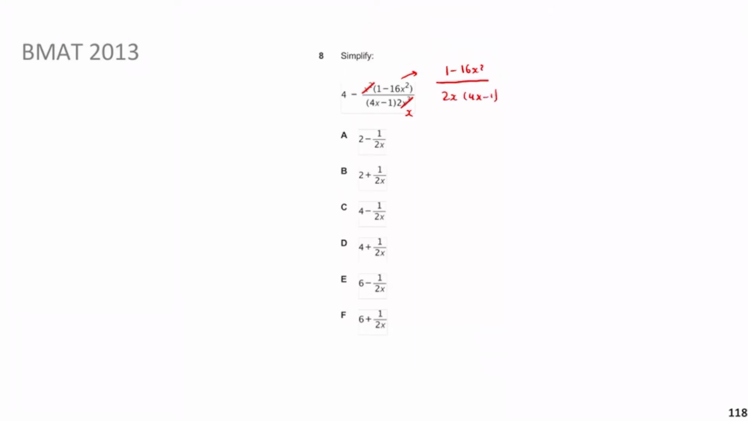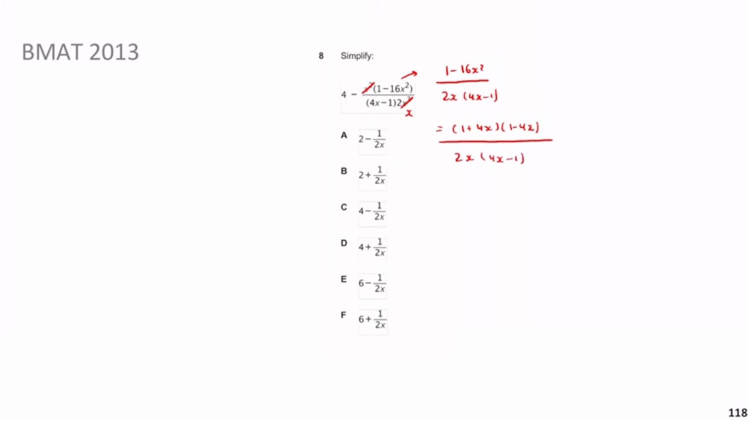Right, and then dealing with that, the 1 minus 16x squared, obviously two square numbers and it's minus, so it's the difference between two squares. And dealing with that, you're going to get 1 plus 4x, 1 minus 4x, and then obviously that's going to be over 2x, 4x minus 1.